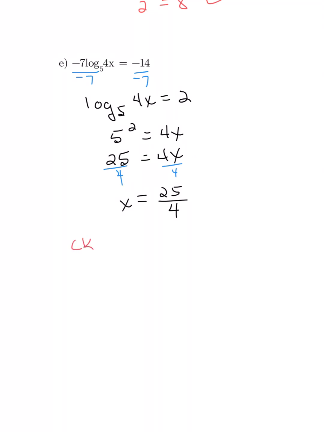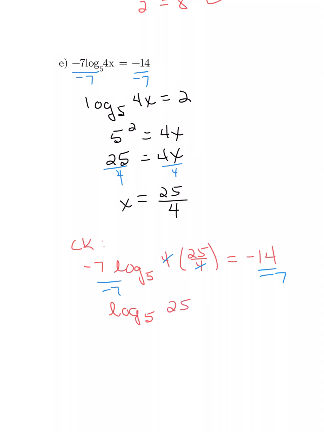Now for our check. We would have negative 7 times log base 5 of 4 times our answer, 25 over 4, equals negative 14. Divide both sides by the negative 7. We get log base 5 of 4 times 25 over 4, the 4 over 4 equals 1, and we get 25 equals 2.